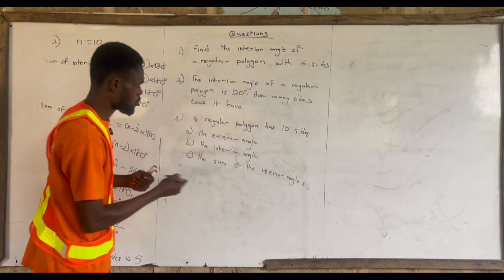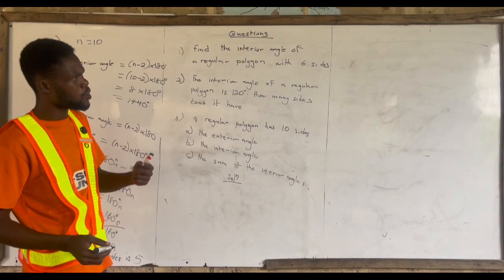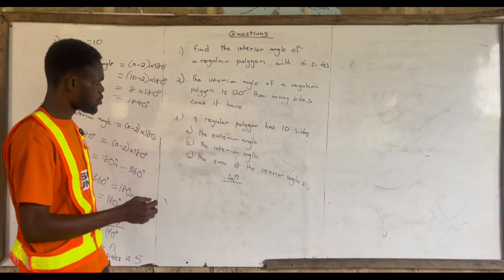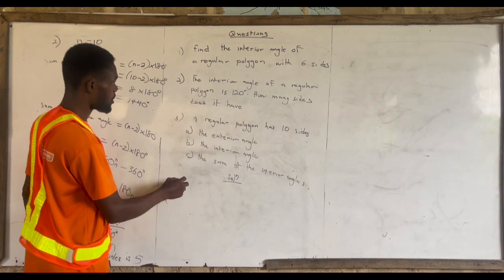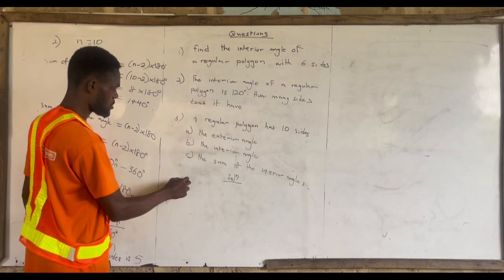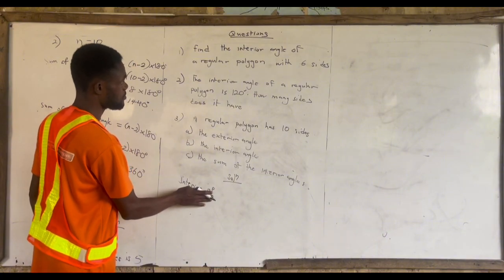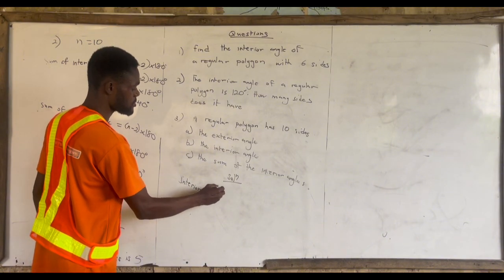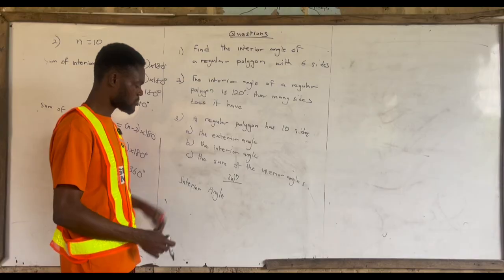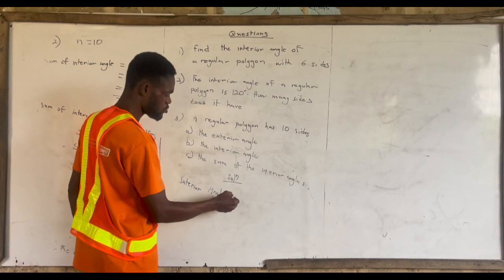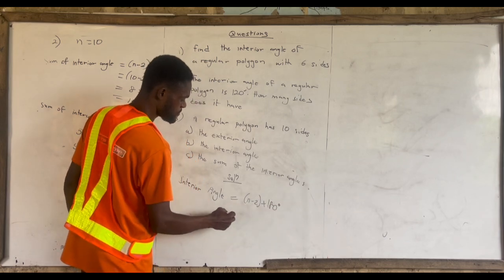So the first one: find the interior angle of a regular polygon with 6 sides. So we know that the interior angle of a regular polygon, you can write interior angle, is equal to, we know the formula, n minus 2 times 180 degrees.